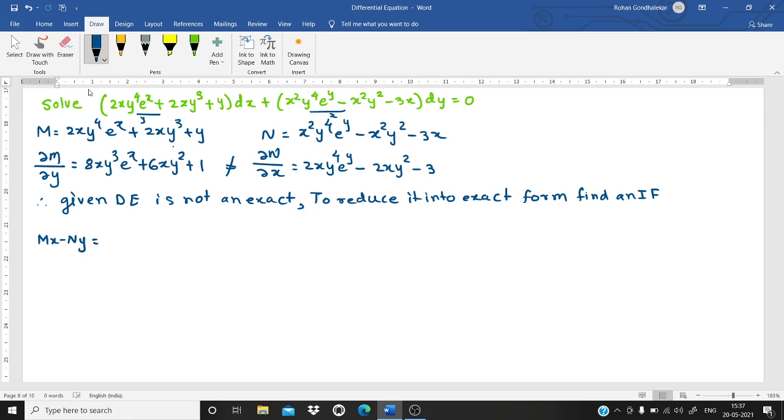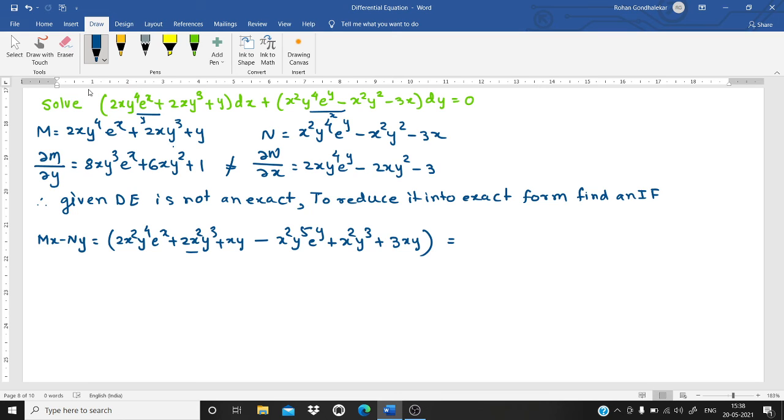What is Mx minus Ny? Multiply M by x. We get 2x^2 y^4 e^x + 2x^2 y^3 + xy, minus, you multiply y to N, so we have x^2 y^5 e^y, minus minus becomes plus x^2 y^3, minus minus becomes plus 3xy. बघा किती आन्सर मोठं होणार आहे.